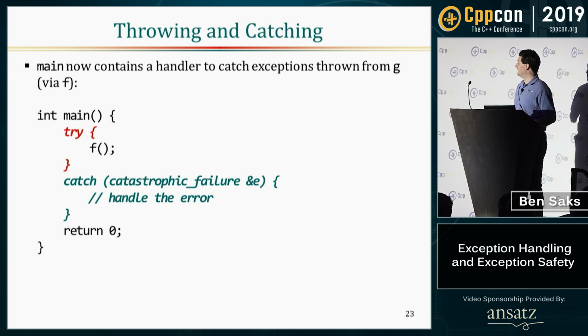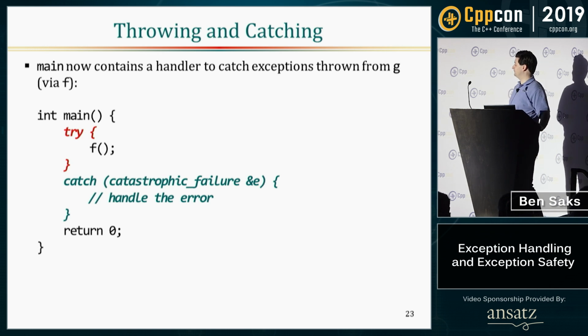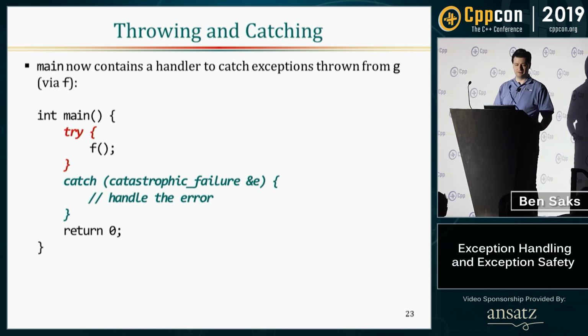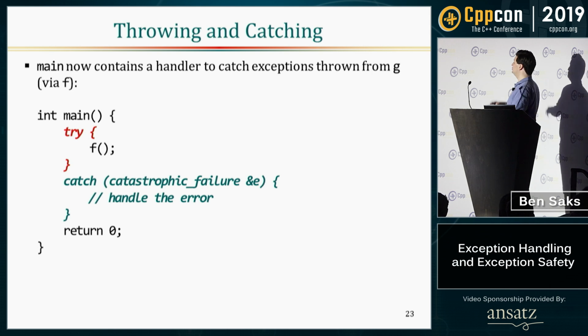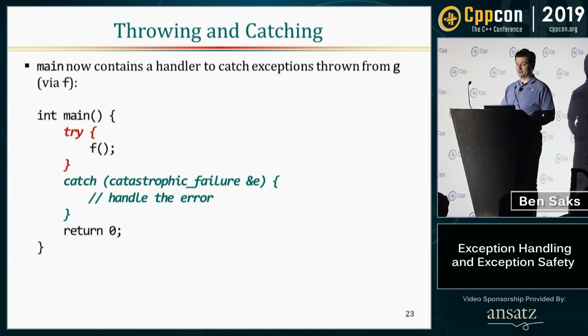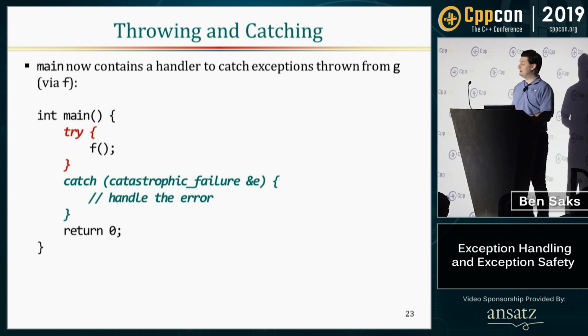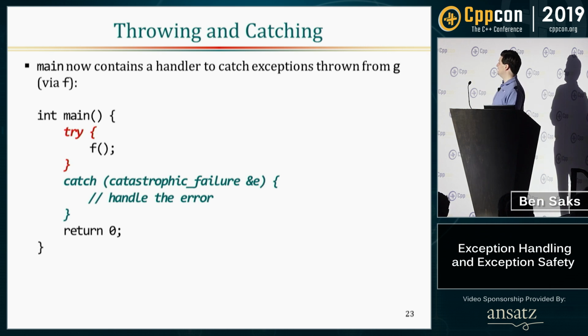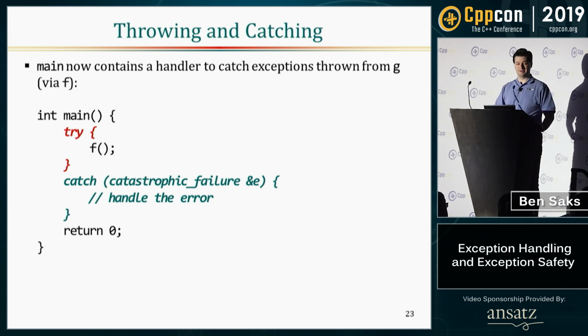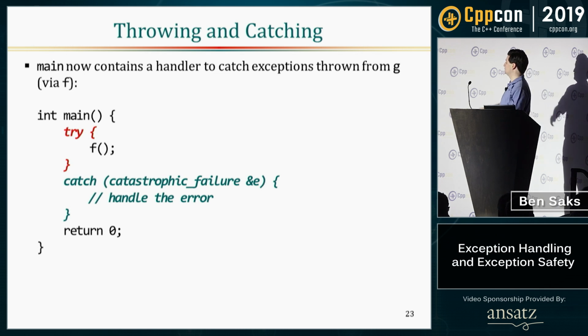The main function has our try block wrapping around F, and it has a catch for catastrophic failure, where it then handles the error. Now notice, it was G that threw catastrophic failure, but from the point of view of main, it's an exception thrown from F. Main can't tell the difference whether it was F or G that threw the exception, and it doesn't need to know. It just handles an exception that occurred somewhere down the call chain.